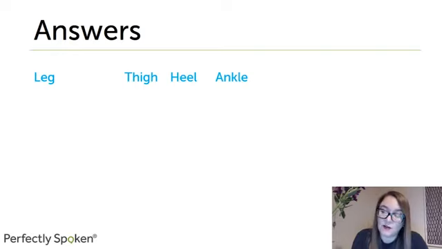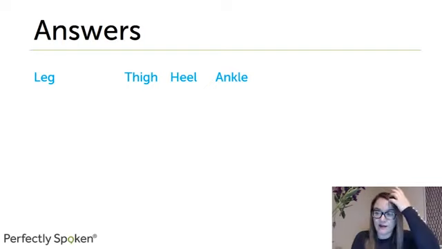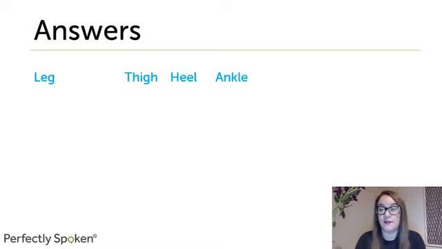And ankle, this is the region where your leg joins your foot. So it's the joint at the bottom where your leg joins your foot. And again, it's quite a common word to hear because it's very easy to injure your ankle. You can sprain your ankle, you can twist your ankle very, very easily. So again, it's a very useful word and a very common word that you might need to use.